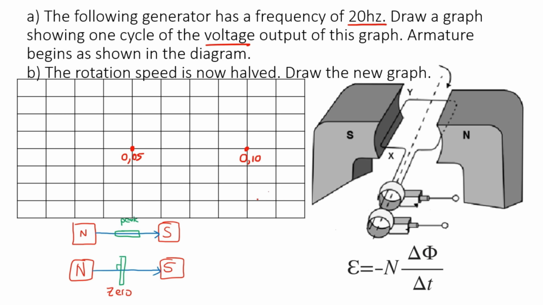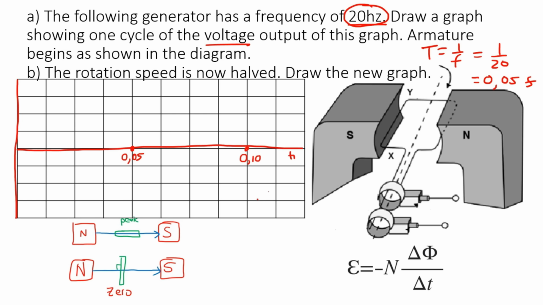Okay, so for the first one, we need to work out the time for one cycle. So we can say T is equal to 1 over F, which is equal to 1 over 20, which is 0,05 seconds. Okay, so the first graph will end up over here. So we're going to draw our y-axis and x-axis. The x-axis is time, measured in seconds, and then the y-axis would be voltage.